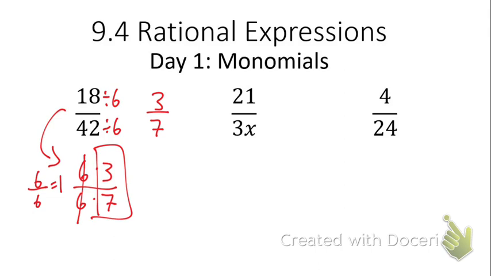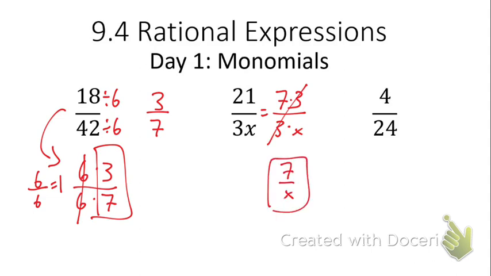Okay, that one's simplified. Over here, 21 is the same thing as 7 times 3. 3x is the same thing as 3 times x. The 3's make 1, so they go away. 7 over x. And last but not least, 4 and 24. I'm going to leave that as 4, and this is 4 times 6, because now those two will go away. I'm left with 1 over 6. Since there's nothing else up here, we have to put a 1. Okay. Now to the examples.